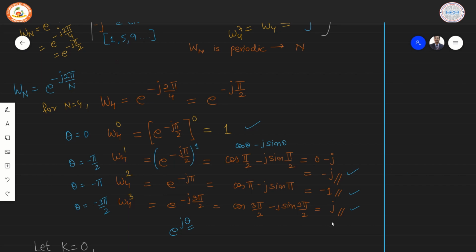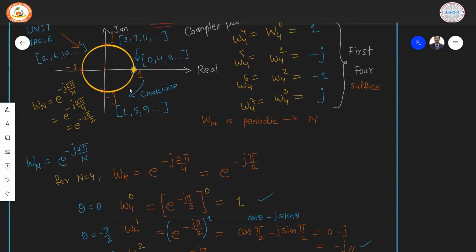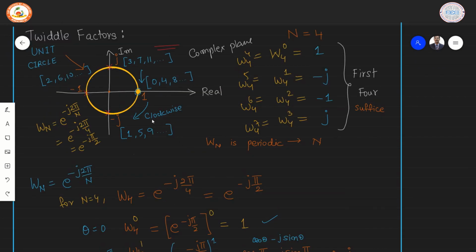Answer is equal to plus j. So using this formula also, you can calculate the values of Twiddle factors. For n is equal to 4, the first 4 powers or first 4 values are sufficient. Or alternatively, you can show it on the complex plane in this manner for n is equal to 4, and you can easily find and remember the values of Twiddle factor. For DFT, the direction of consideration will be clockwise.